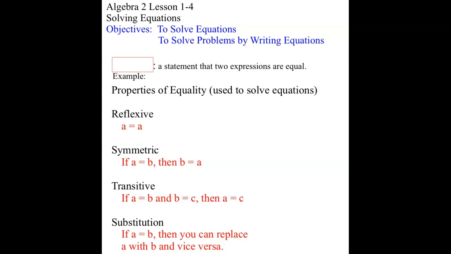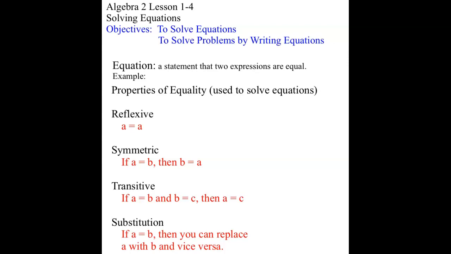Today we're going to look at the first part of section 1.4 for Algebra 2. We're dealing with solving equations. Our objective today is to solve equations and to solve problems by writing equations. So our first definition, an equation is a statement that two expressions are equal.